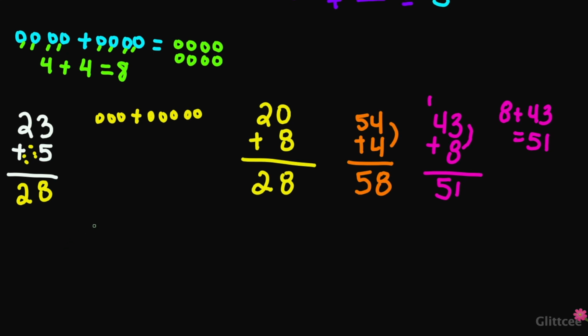All right, let's try one more. Let's try 92 plus 2. 2 plus 2 is 4, and then 9 plus 0 is 9. So 92 plus 2, you're adding 2 more, is going to give you 94.